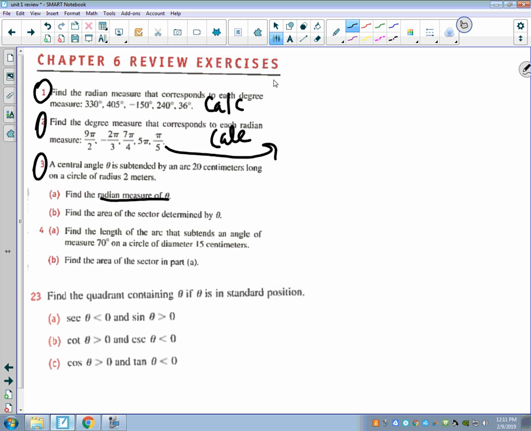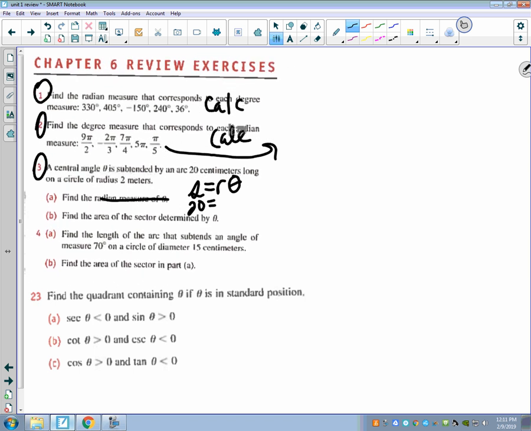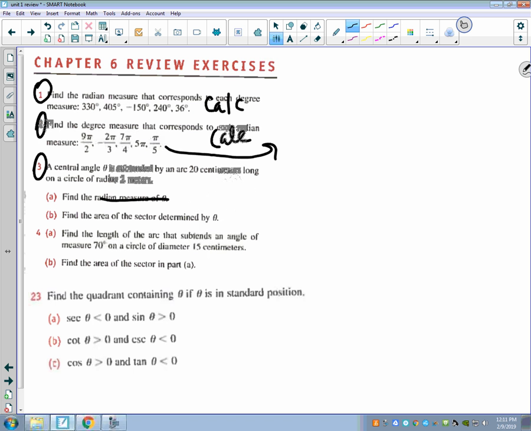Well, this is arc length, right? S equals R times theta. So S is the arc length, which is 20. The radius is 2. Oh, wait, this is in centimeters and meters. I probably should make that the same, right? Is there 100 meters? I mean, 100 centimeters in a meter, Parker, is that true? Yeah, I think it's 100 or 1,000, I can't remember. I think it's 100. I don't know either. I think it's 100. So I'm going to say there are 200 centimeters.